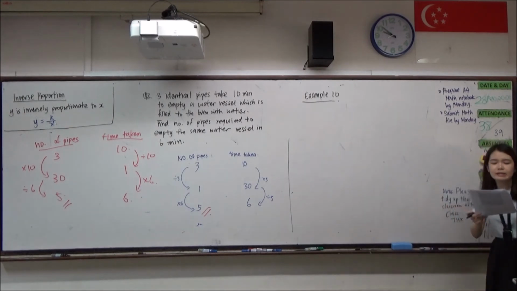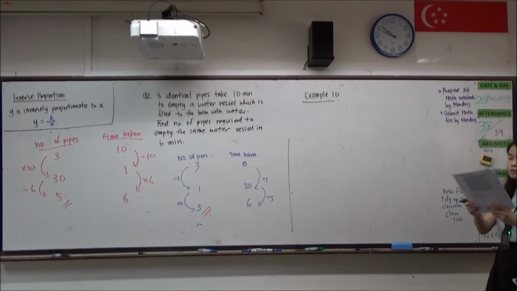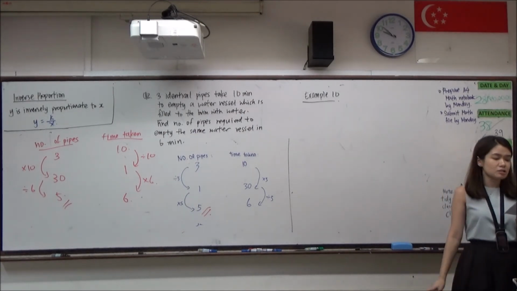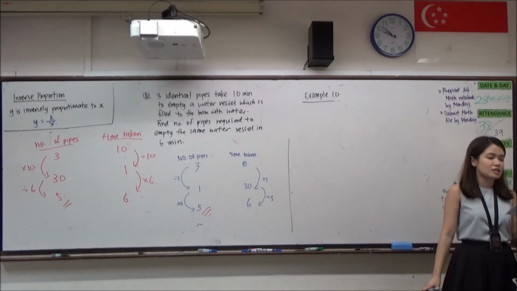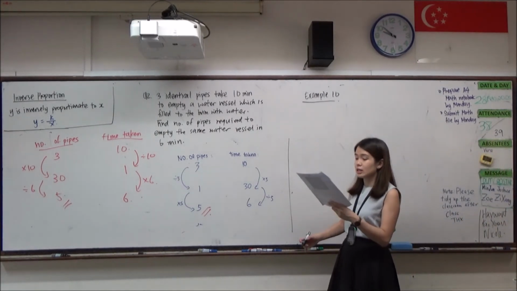Okay, for example 10, it says that Brew is manufacturing jelly. He realizes that the time taken to produce jelly is inversely proportional to the number of minions involved. Initially, 8 minions took 60 minutes to produce 10 jars of jelly. So in part A, we want to find an equation connecting it.